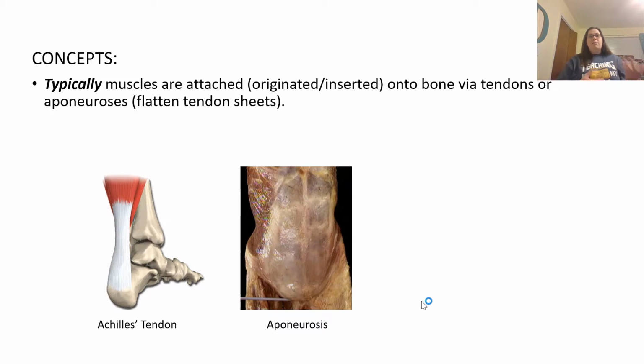So some concepts before we move into looking at those directly. Typically, muscles are attached by an origin or an insertion. This is going to be into a bone via a tendon or through what we call an aponeurosis. So guys, if you'll notice here, there's a tendon. That's the Achilles tendon. An aponeurosis is what we would see here, where it's a flattened sheet of tendons, and it's going to cover like the abdominal organs. Okay, so it's a flattened sheet.